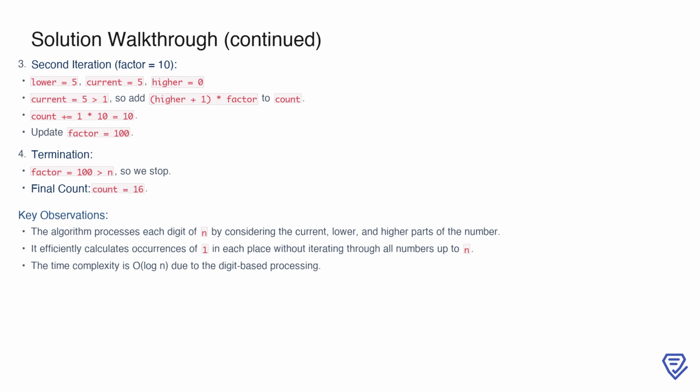This example highlights the efficiency of the algorithm, which processes each digit of n by considering the lower, current, and higher parts of the number. By doing so, we avoid iterating through all numbers up to n, achieving a time complexity of O(log n).